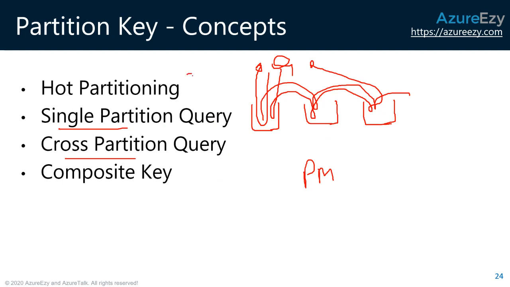So that is what cross partition and single partition queries are. We understand the concept of hot partition. We don't want that. Single partition query, we want that. Cross partition query, we try to avoid that. And we have to choose such a key which will have these properties that we are talking about.